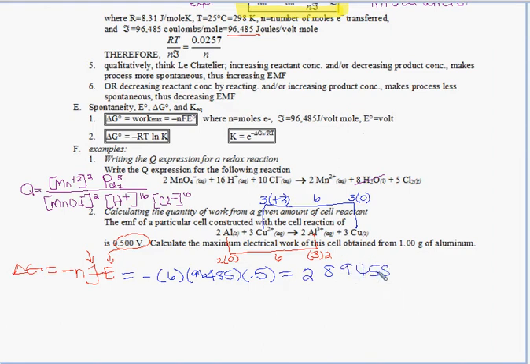you have 2 moles of aluminum reacting and 3 moles of copper reacting. We happen to be looking at 2 moles of aluminum. So this is the number of joules per 2 moles of aluminum. But the question is not asking us for joules per 2 moles, nor is it asking us for joules per 1 mole. It's actually asking for joules per gram.